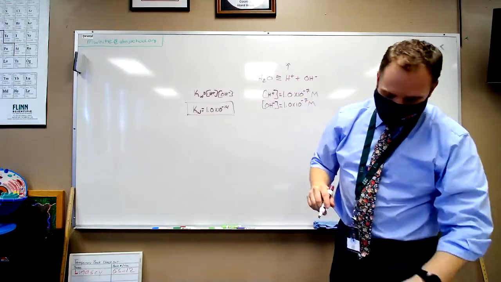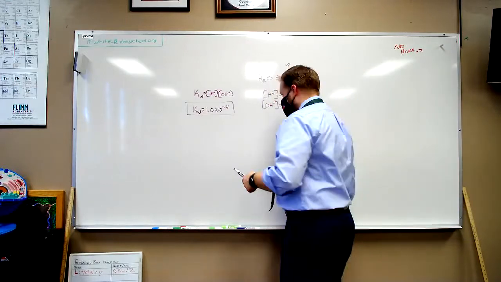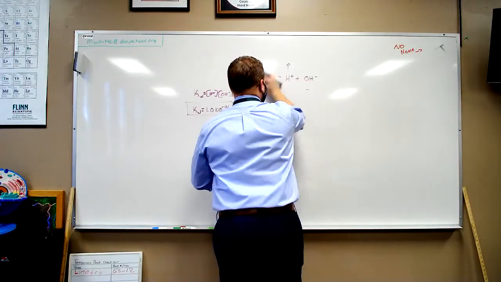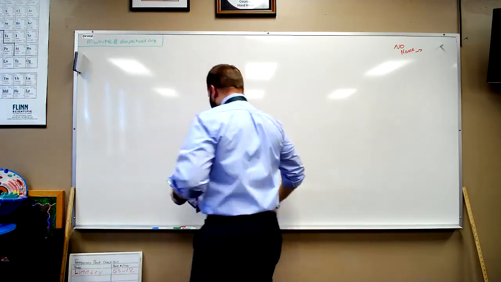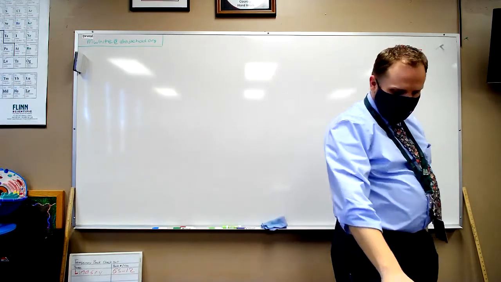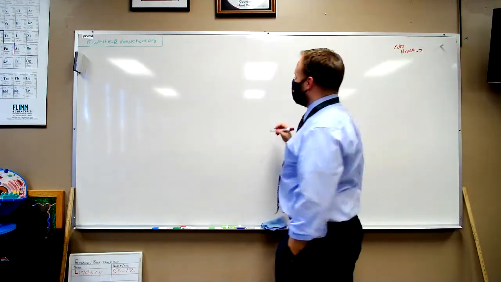The example problem that it gives about this deals with a cup of coffee. And it says that the hydrogen ion concentration in a cup of coffee is 1.0 times 10 to the minus 5th.